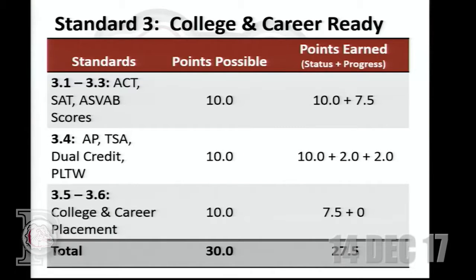What that looks like then is the top line is worth 10. We earn 17.5 and we get credit for 10. 3.4, we earn 14, but we get credit for 10. And then in college and career placement, we earn 7.5. So altogether, that's 27.5 points out of total of 30 on standard 3.